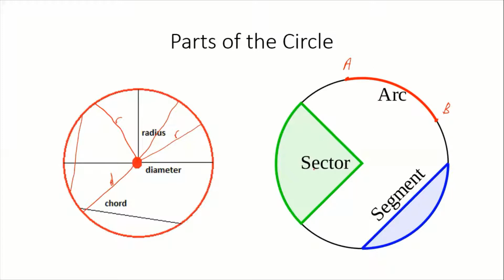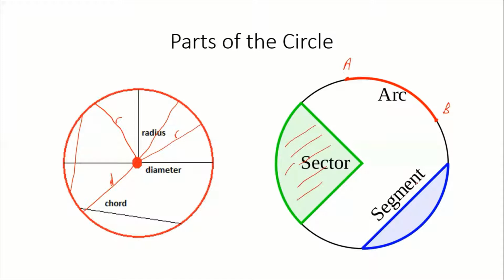Now the sector of the circle is the area in between two radii, right? So it is this area inside here, the area between two radii and the circumference is considered to be a sector.